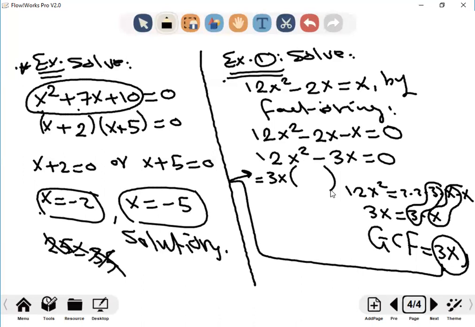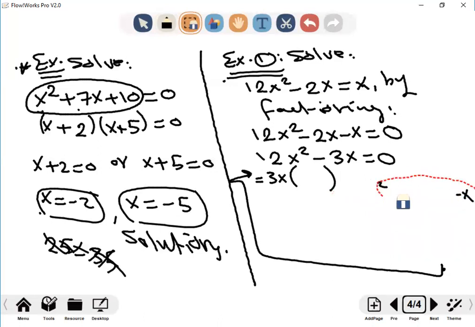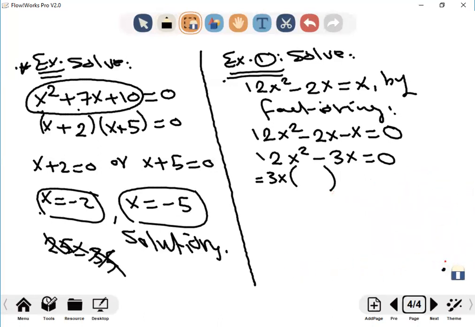What I will do here now, do you understand this part? This part I don't need. What I need is 3x only. Okay? What you will do, you will put your GCF and you will divide each term here in the equation, not on 3, but on 3x. So here 12x power 2 divided by 3x.